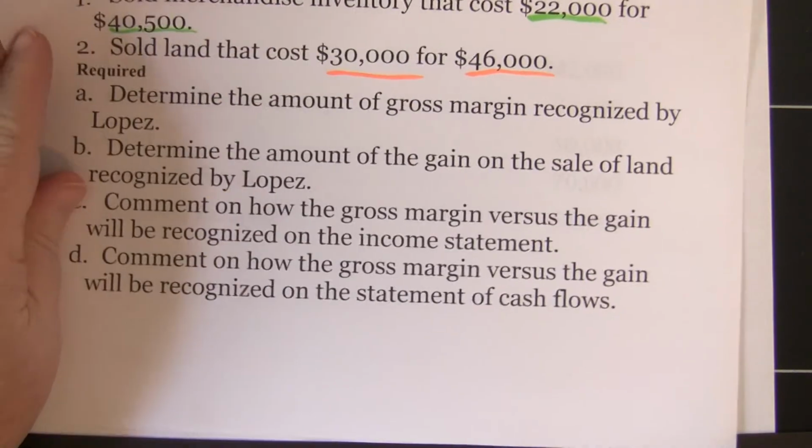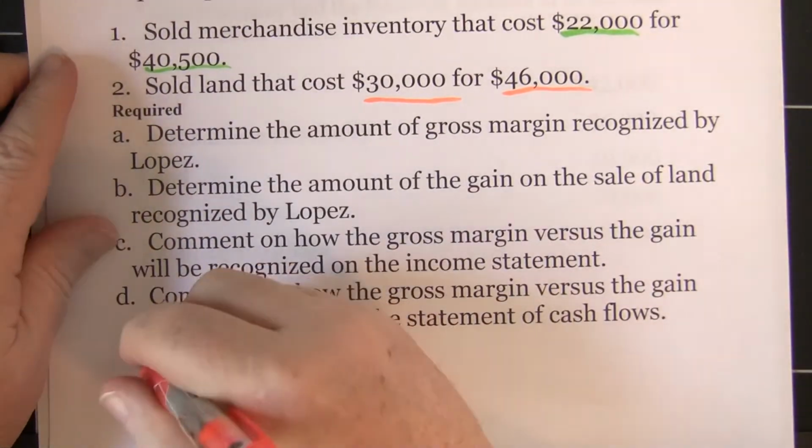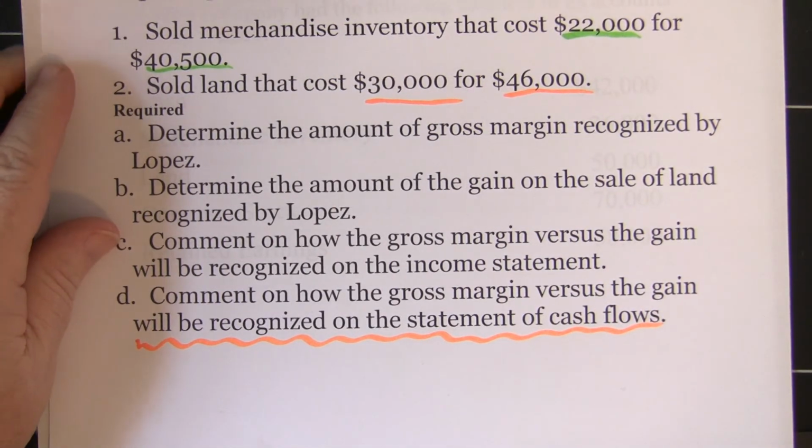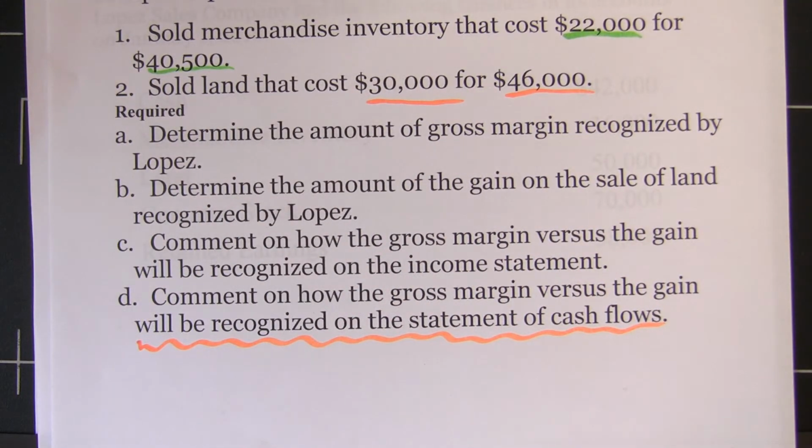And next, comment on how these will be shown on a statement of cash flows. Well, at this point, I'm hoping you're screaming at the camera or the screen saying, if it ain't cash, dummy, it ain't on there. So the gross margin or the gain wouldn't necessarily be shown on a statement of cash flows, only the piece of it that was in cash.